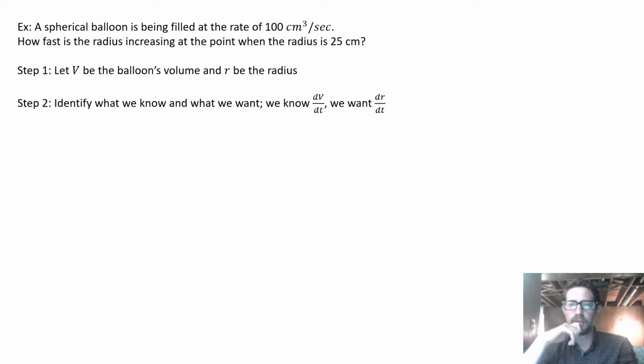And then before you even set it up, it's good to identify what we're even being asked for. When we say how fast is the radius increasing, the quick way to say that is what is dr dt, right? The change in the radius with respect to time, the rate of change of the radius of the balloon. And then say, okay, what is that 100 cubic centimeters a second? That's dv dt. That's volume. That's how the air is coming in. So we know dv dt, we want dr dt.